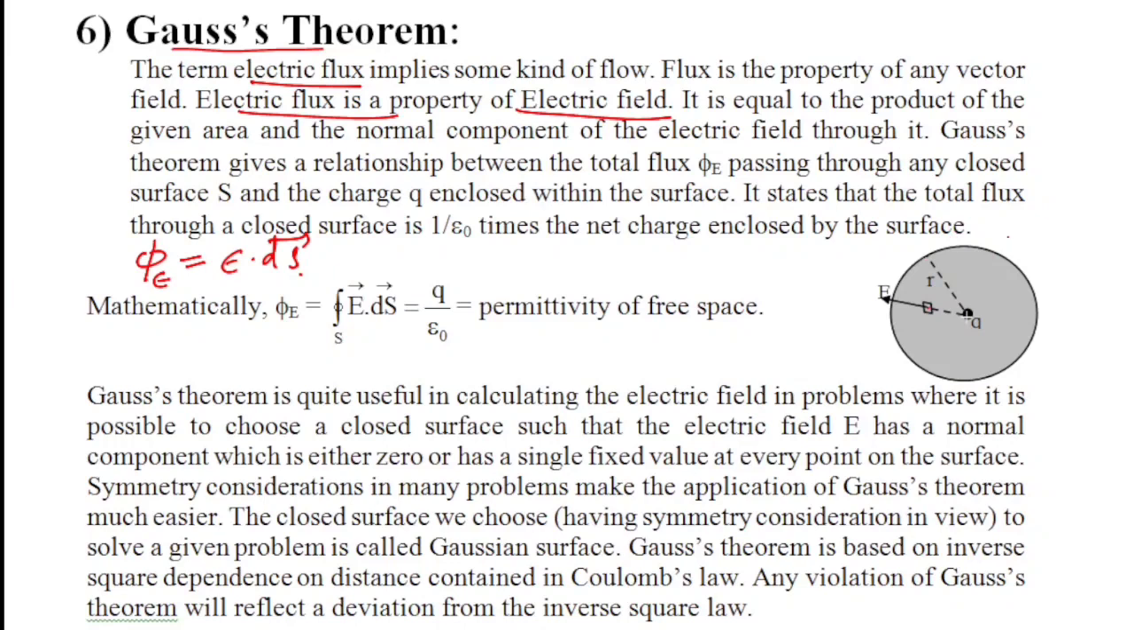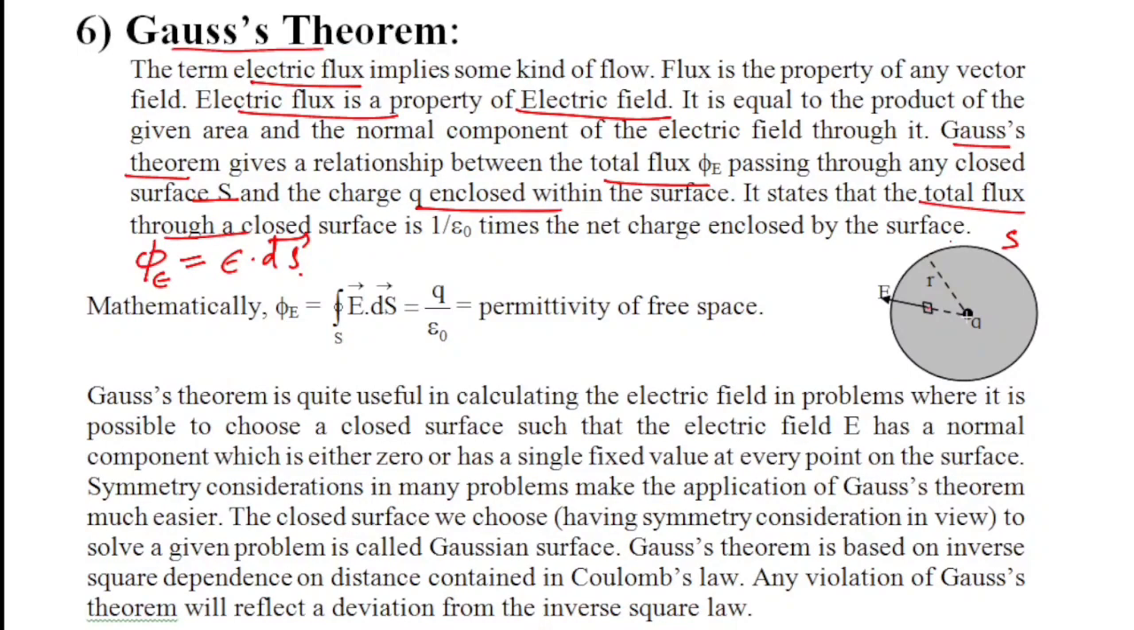Suppose this is a closed surface S. Gauss theorem gives an idea of how much total flux is passing through this closed surface. It becomes easy to calculate electric field and flux through any irregular closed surface with the help of Gauss theorem. So it gives a relationship between total flux passing through any closed surface S and the charge enclosed within the surface. What is Gauss theorem? It states that total flux through any closed surface.